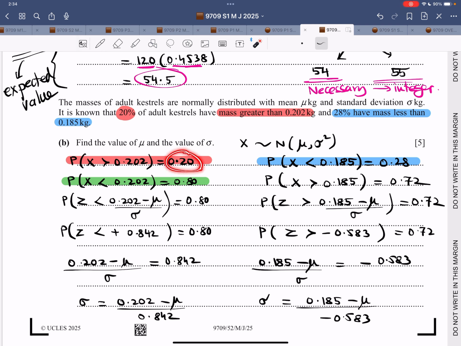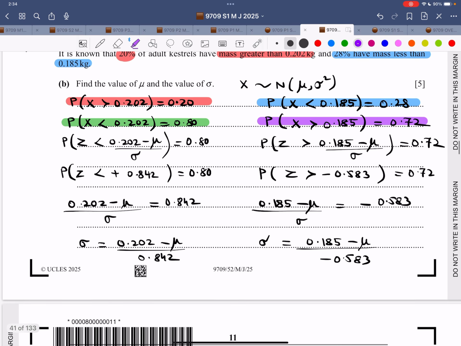Over here, this is lesser than 50%. What do we do? Flip the inequality, subtract the probability from 1. This is lesser than 50%. Subtract the probability from 1 and flip this thing. So now we have this thing over here. So now we are working in green and purple.